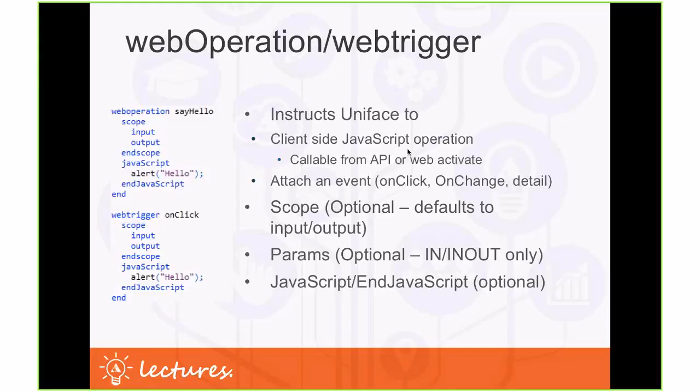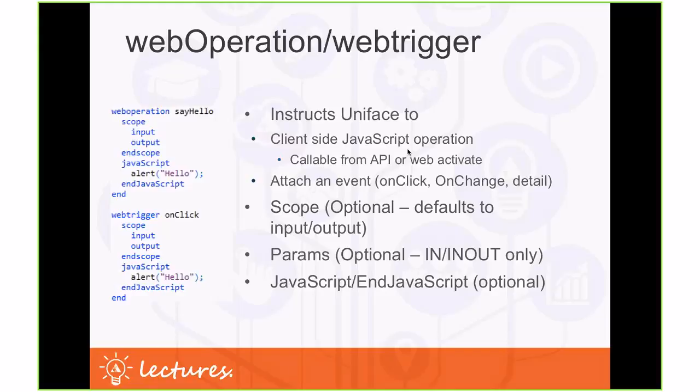So to define functions within Uniface, which are going to be available to both the Uniface JavaScript API on the client and also from the client to the server, to create an operation which is accessible in JavaScript on the client, you would use the web operation that allows you to activate that operation on the client. And to create an event against a field, you can use the web trigger.